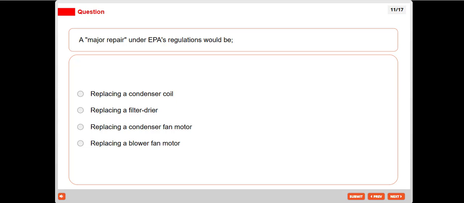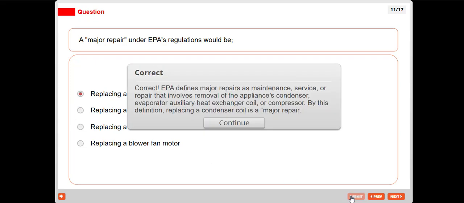A major repair under EPA regulation would be replacing the condenser coil. Replacing the oil, replacing a filter dryer, or replacing a condenser fan motor would not be major repairs.